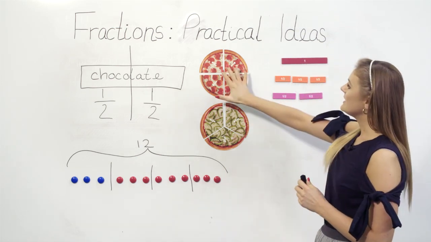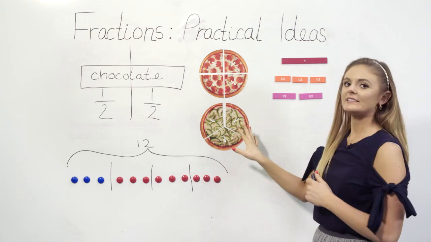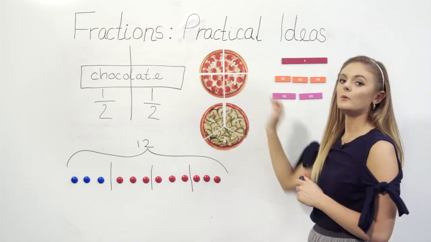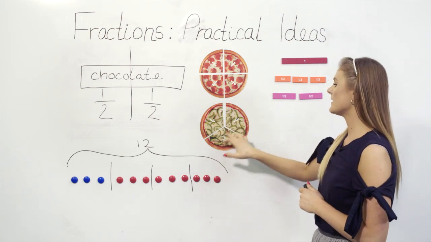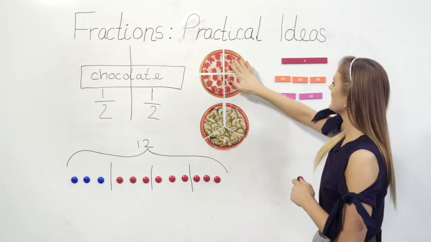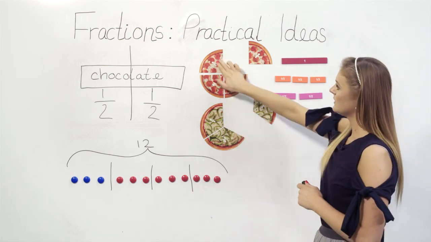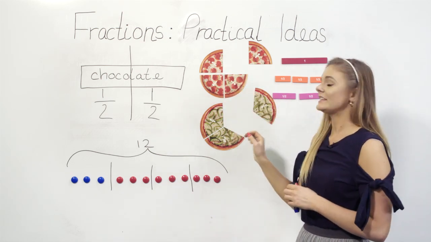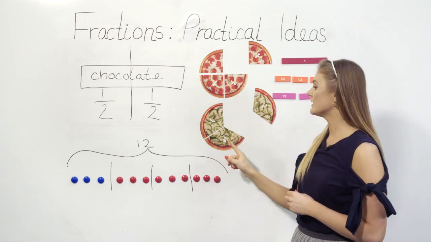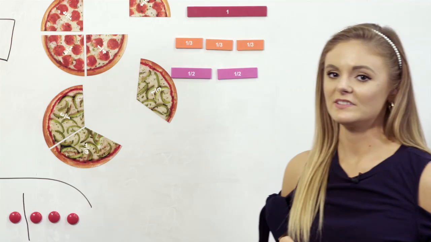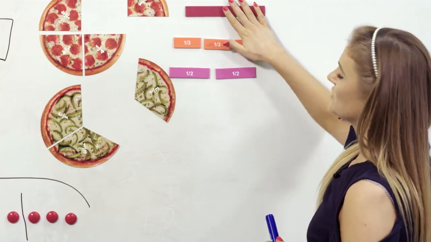Similarly, you can use pizzas. Now here I've got my magnetic pizza slices. So I've got one that's divided into 4, or quarters, and another that's divided into 3, thirds. So if we take away 1/4 and 1/3, it's very clear for the children to see that 3/4 is bigger than 2/3.